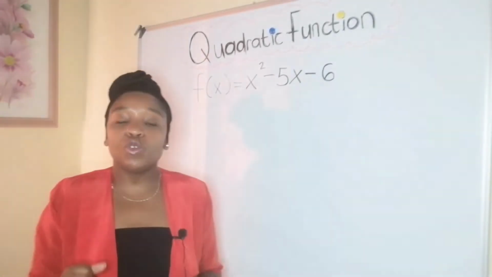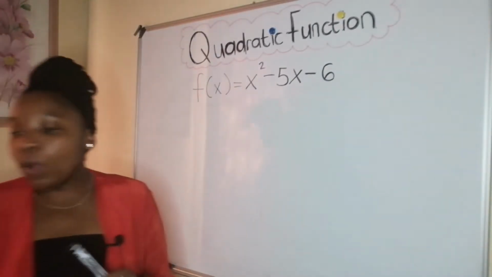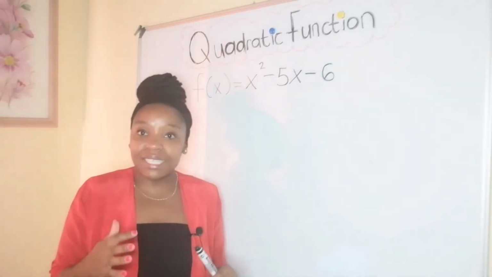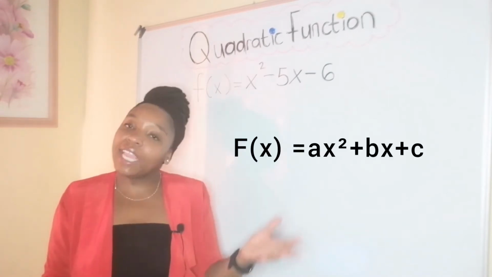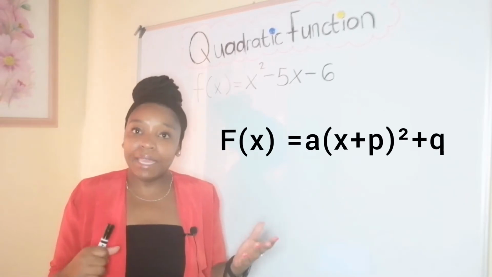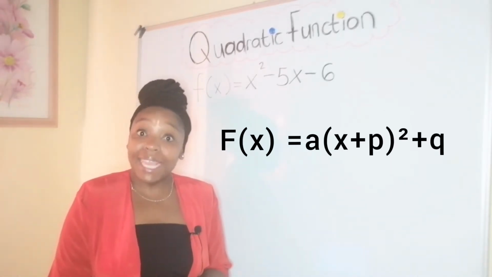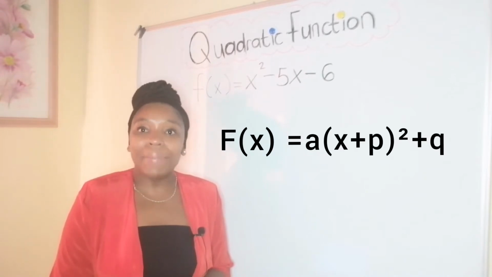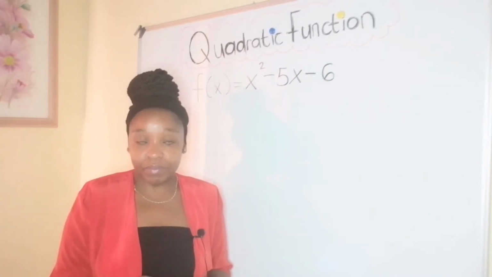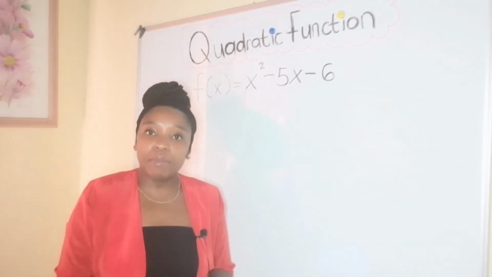So when you're required to draw a quadratic function, it's very important to remember that a quadratic function can either be represented in the form of ax squared plus bx plus c, or in the form of f of x, which is equal to a, open bracket x plus p all squared plus q. Alright, so those are the ways that a quadratic function can be represented.